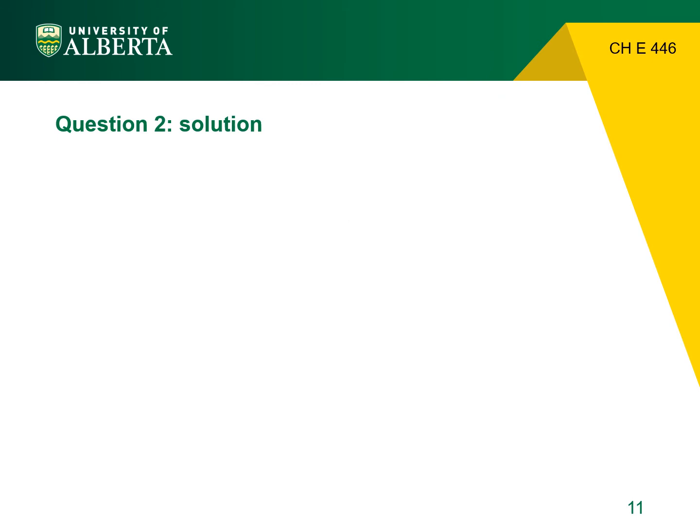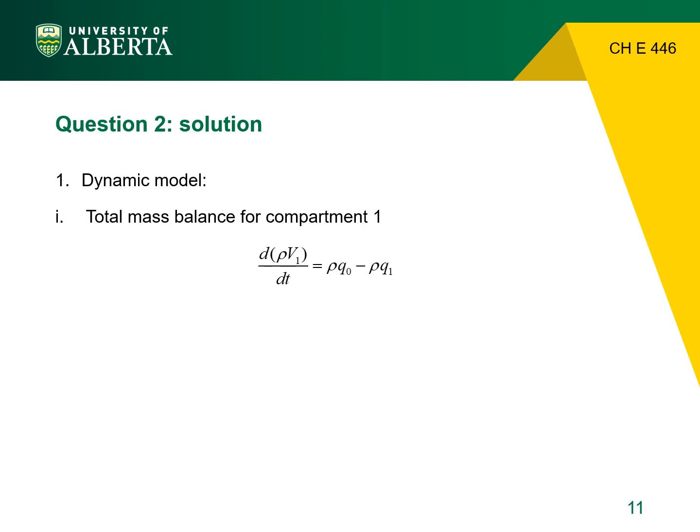Let us begin by constructing the dynamic model for the reactor system given. We start with the total mass balance for compartment 1. Using the law of conservation of mass, the rate of change of mass within compartment 1 of the reactor is equal to the difference between the rate of mass flow into and out of the compartment. The problem statement mentions to consider volume to be constant, and therefore, we have the volumetric flow rate into compartment 1 equal to the flow rate out of the compartment. This is equation 1 of the dynamic model.